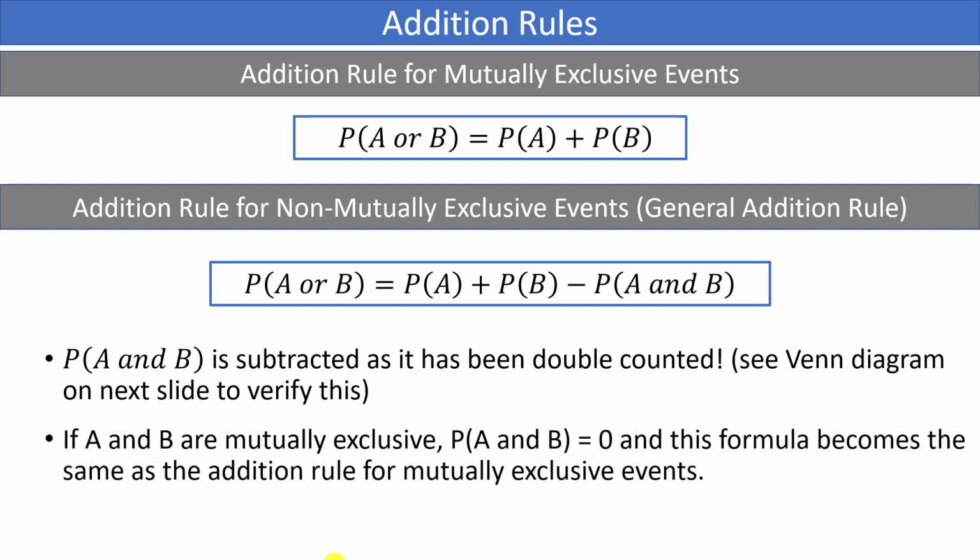If A and B are mutually exclusive, then the probability of A and B will be equal to 0, and this formula will become the same as the addition rule for mutually exclusive events.